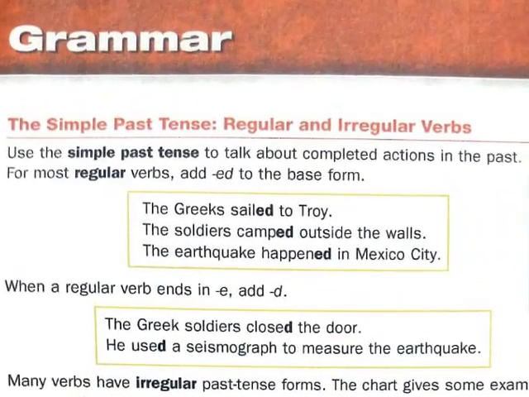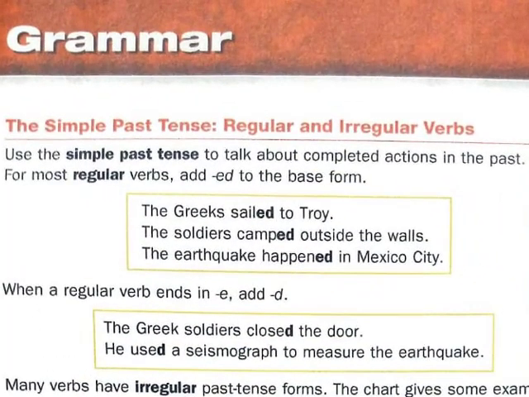We use the simple past tense to talk about complete actions in the past. For most regular verbs, add ed to the base form. Look at this example. The verb is sail. The base form is sail, and we add ed to make the simple past. The Greeks sailed to Troy. Next, the soldiers camped outside the walls. To camp is the verb. To make the past, we put ed: camped, outside the walls.